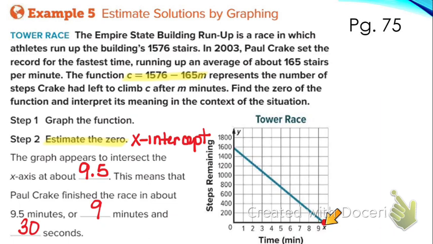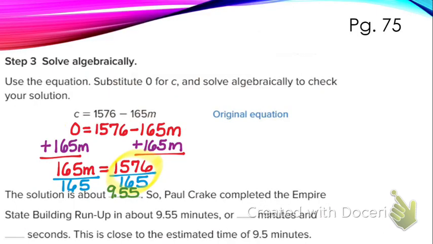That's why looking at a graph is only going to get you close to the answer. But to find the real and the exact answer, we need to solve it. So the exact answer is 9.55, which is about 9 minutes. And instead of 30 seconds, it's actually about 33 seconds. So we were close. The graph gets us close. But to get there exactly, we need to use the algebra behind it. All right, any questions about this example?